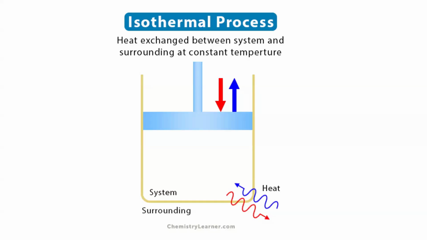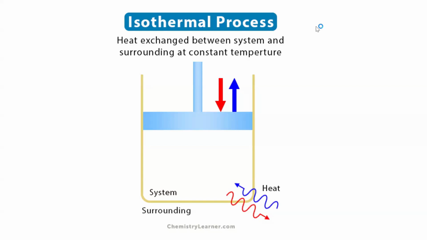Today we are going to look at the question on isothermal process. So what is an isothermal process? An isothermal process is a thermodynamic process whose temperature remains constant. And during this isothermal process, usually there is an exchange of heat between the system and the surrounding.